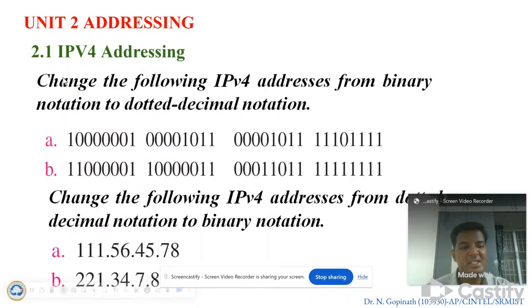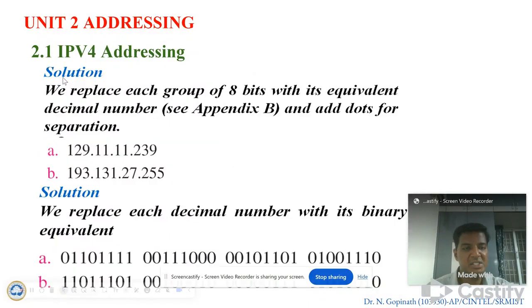Next is the activity. Change the following IPv4 addresses from binary notation to dotted decimal notation, and similarly from decimal notation to binary notation. So for the solution given here, we can replace each group of 8 bits with its equivalent decimal number and add dots for separation. And for the second conversion, we replace each decimal number with its binary equivalent. So the solutions are given here.